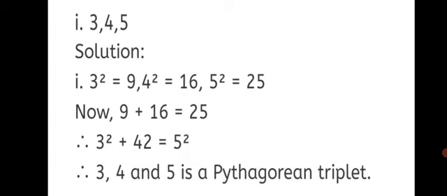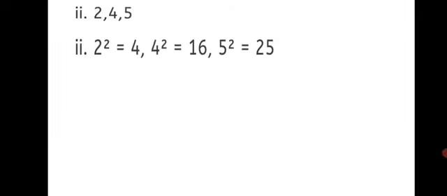So with these steps, you can prove whether the given set of numbers is a Pythagorean triplet or not. So same steps we will follow for all the 6 questions. Second sub question is 2, 4, 5. First, the squares. So we write 2 square is equal to 4, 4 square is equal to 16 and 5 square is equal to 25.